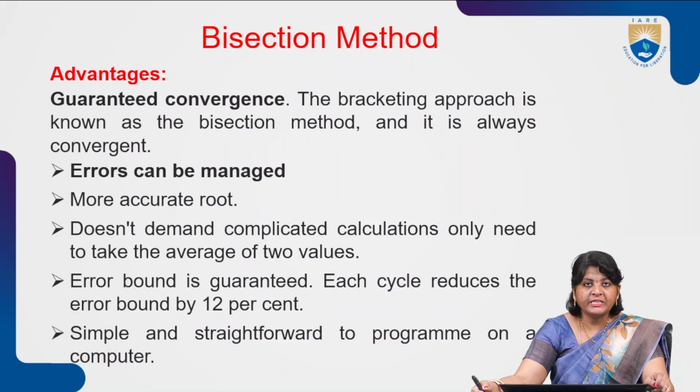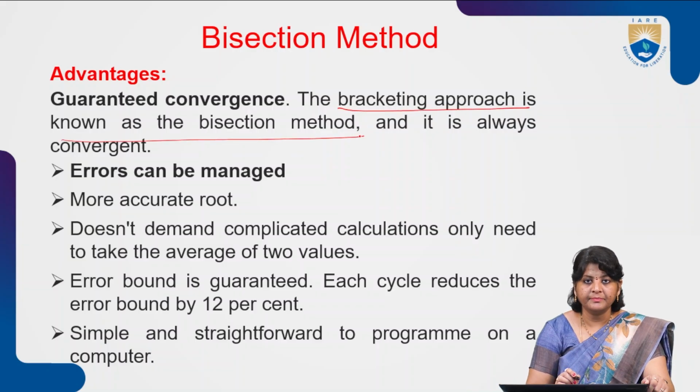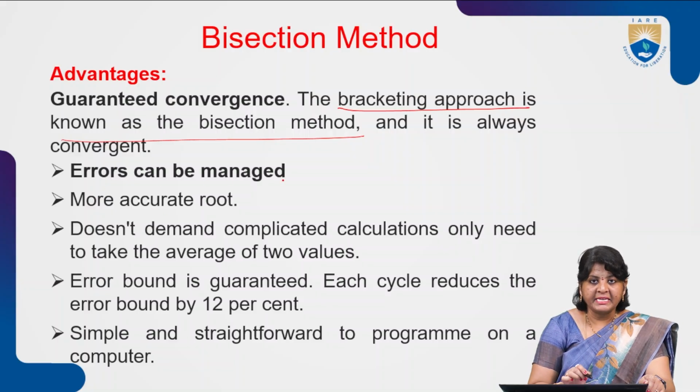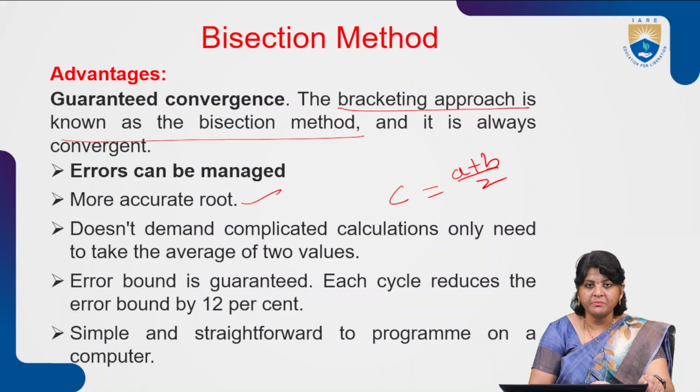Now what are the advantages of this bisection method? Guaranteed convergence. The backtracking approach is known as the bisection method, and it is always convergent. Errors can be managed. It produces a more accurate root and does not demand complicated calculations, only need to take the average of two values. Because when we are finding C, we are using only a simple formula, A plus B by 2, which is not complicated. So this is also an advantage for the bisection method.